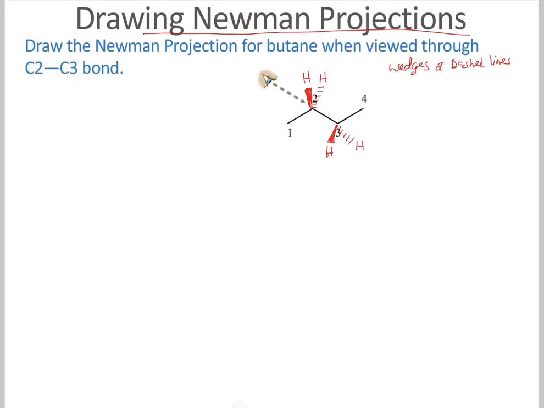Once we have those hydrogens being visualized properly, now we can draw the Newman projection. In the Newman projection, by focusing on the indicated position, we can identify which atom is on the front and which one is at the back. So carbon number 2 is on the front. For the front one, we use a dot, and for the one at the back, we use a circle.